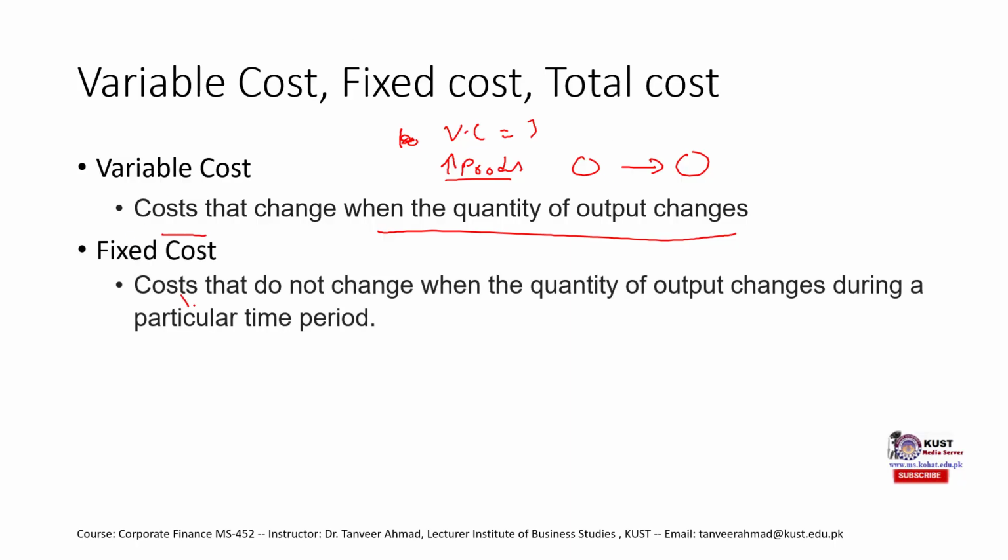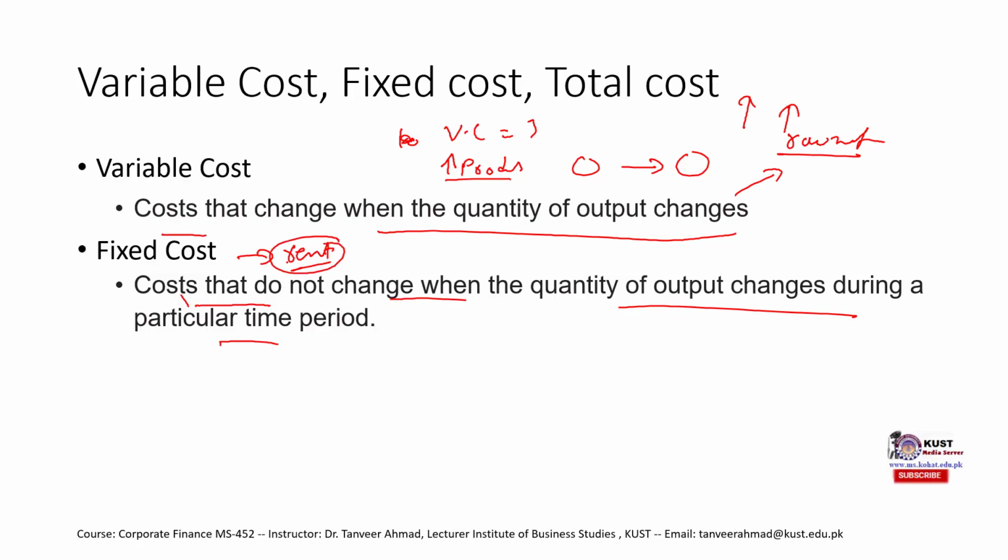Similarly, fixed cost is the cost that does not change when the quantity of output changes. So this variable cost might be the cost of raw material. So if we increase production, raw material need would increase. But this fixed cost can be the rent of the factory. So whether we have production or not, we would have to pay the same amount of rent. It isn't going to decrease or increase with the level of production. So this becomes the fixed cost, the cost that does not change with the change in the output.